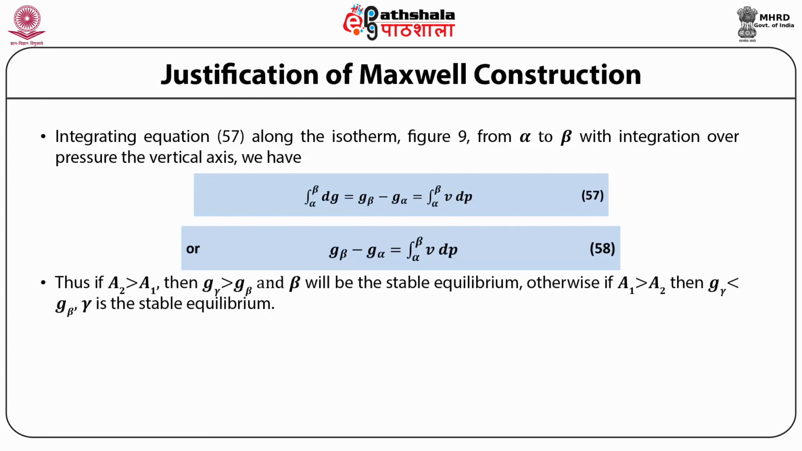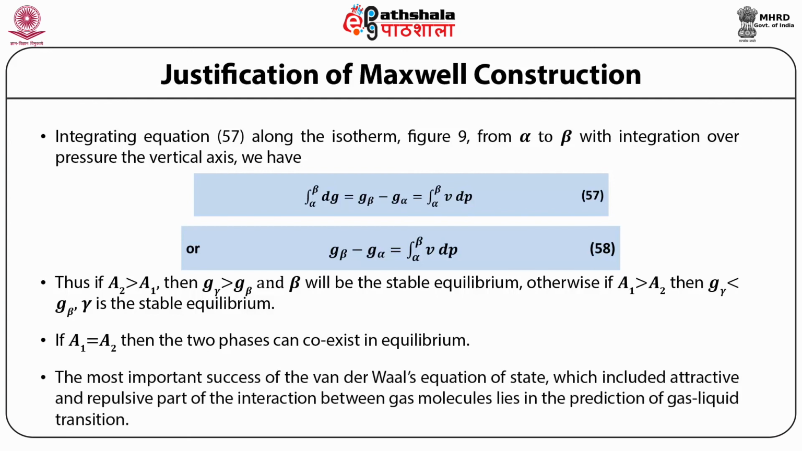Thus, if A2 is greater than A1, then G gamma is greater than G beta, and beta will be the stable equilibrium. Otherwise, if A1 is greater than A2, then G gamma is less than G beta, and gamma is the stable equilibrium. If A1 is equal to A2, then the two phases can coexist in equilibrium. This is also known as Maxwell's equal area law. The most important success of the van der Waals equation of state, which included attractive and repulsive parts of the interaction between gas molecules, lies in the prediction of gas-liquid transition.